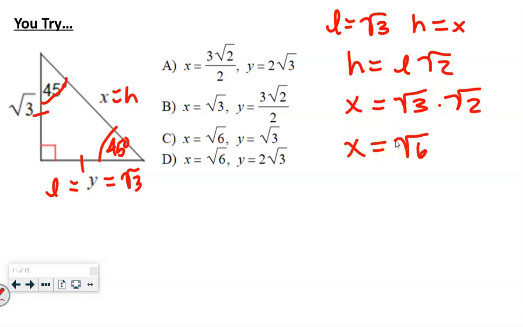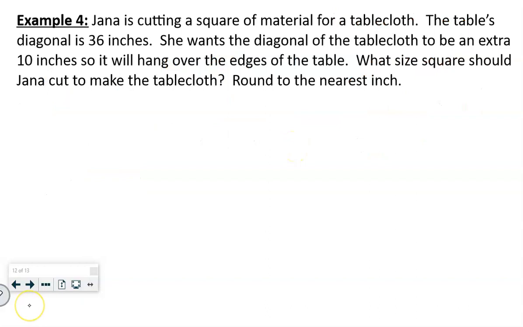So let's see. Our x is square root of 6, so it can't be a, it can't be b. And our y was the square root of 3, so it can't be that one, so our answer here is C.